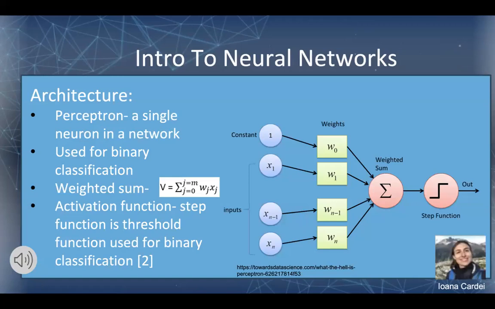Next, we have the weights. Each input feature has an associated weight, and these weights represent the strength of the connections between the input feature and the perceptron. They determine the impact of each feature on the output. Following, we have the weighted sum, which is the dot product of the input feature x and the corresponding weights. It represents a linear combination.